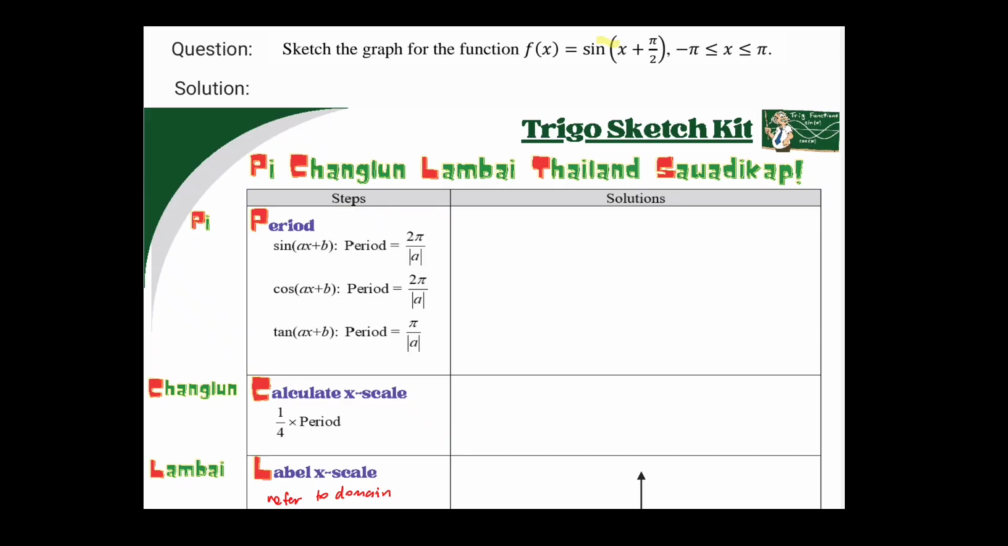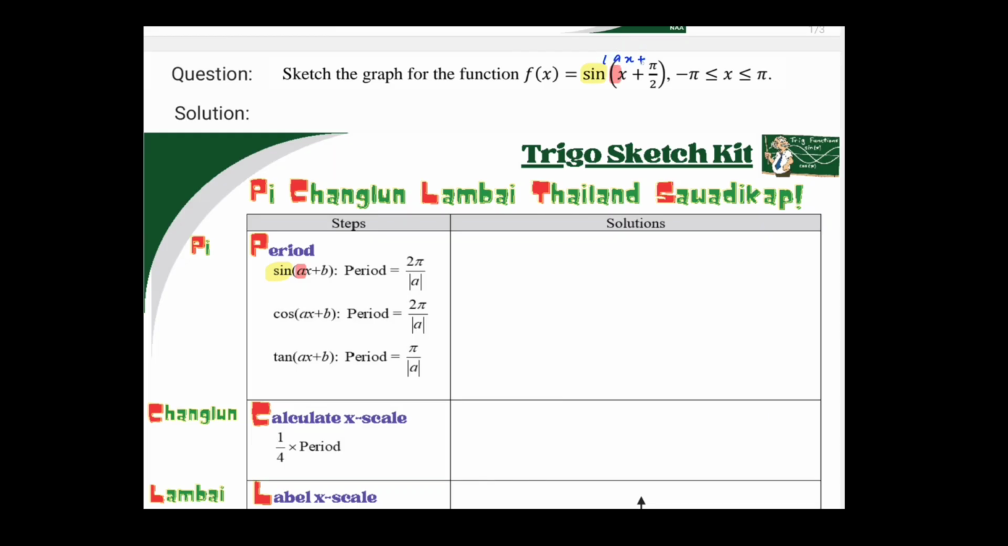First, we have to identify the type of the trigonometry ratio. In our question, it's sine. So if it's sine, then the formula to find the period is 2 pi over modulus of A. What is A? A is the constant in front of the x. So what's our A in this question?